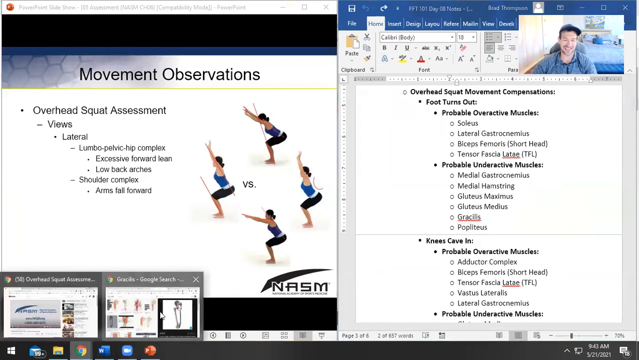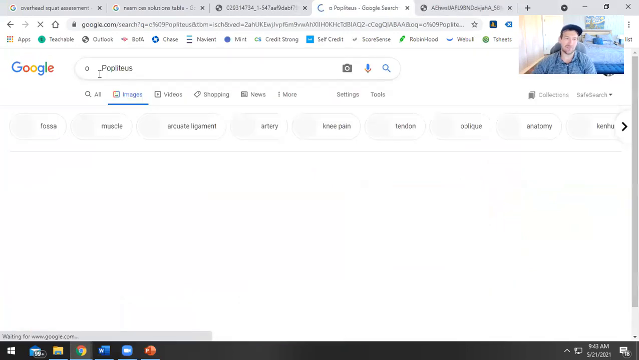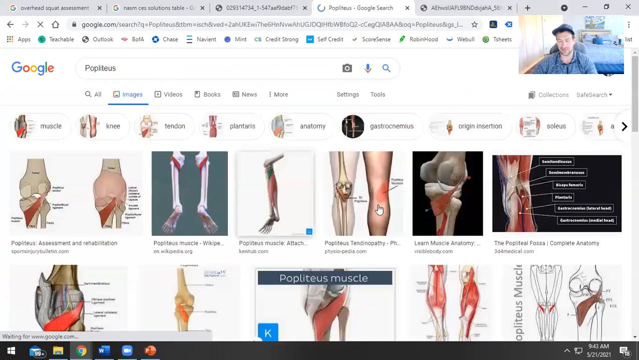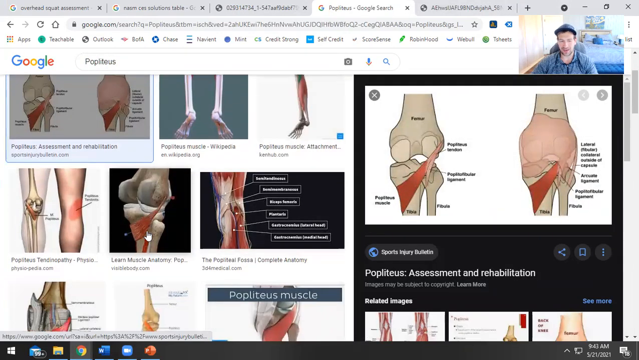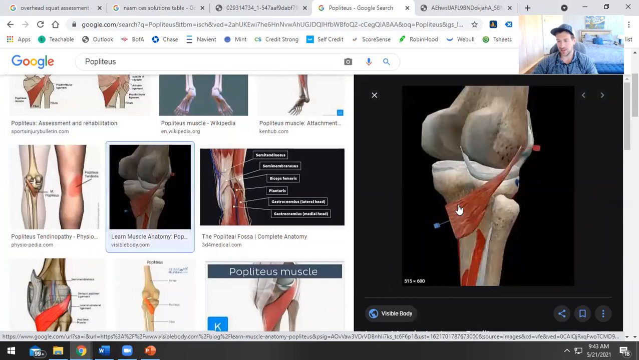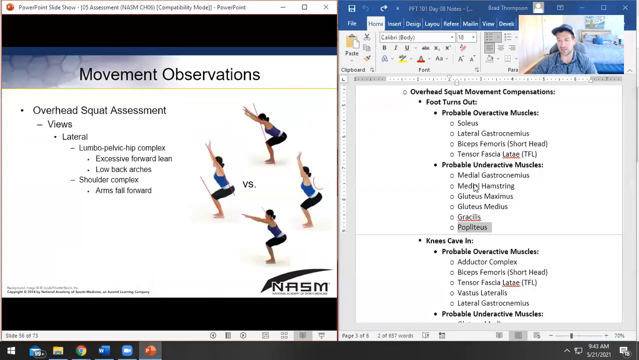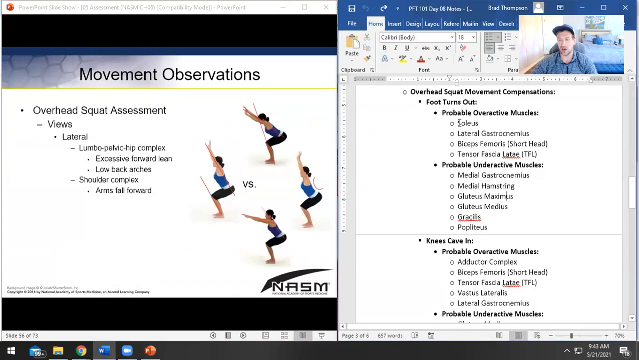Your popliteus is this little itty bitty knee stabilizer that lives just behind the back of the knee. This itty bitty short muscle right back here that kind of runs across. If your knee has bad stabilization, your feet will also sometimes turn out. But you're not often going to see those muscles on the list. Honestly, guys, the simple ones you're going to see are the soleus, lateral gastrocnemius, and then you need to strengthen your medial gastrocnemius and medial hamstring. That'll get you back to neutral.